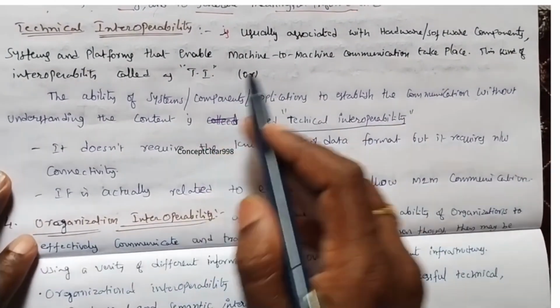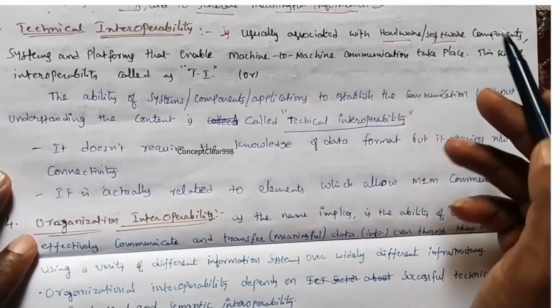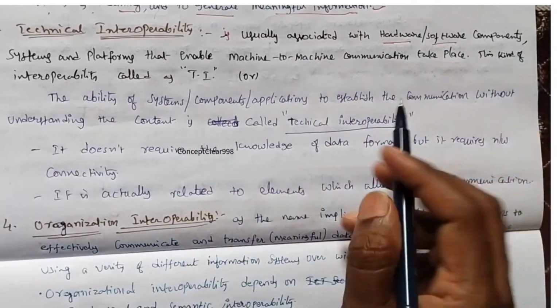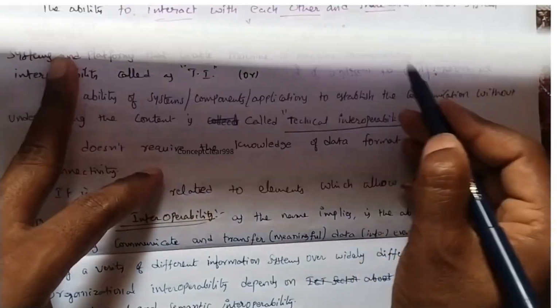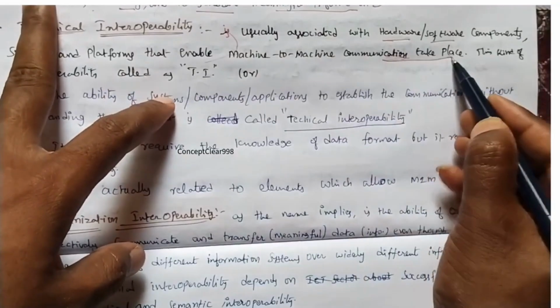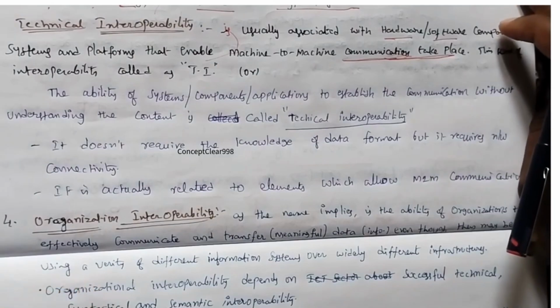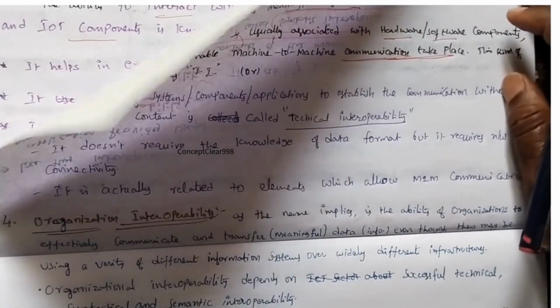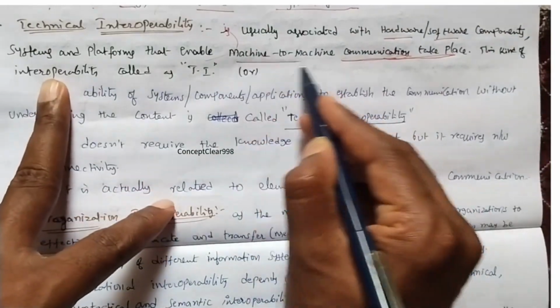And the last one is technical interoperability. What is the meaning of technical interoperability? It is usually associated with hardware and software components, systems or platforms that enable machine communication to take place. అంటే ఇక్కడ మనకి no need to understand, మనకు తెలియాల్సిన అవసరమే లేదు, but we should establish a connection between one machine and another machine.